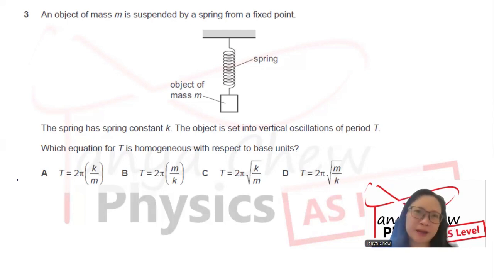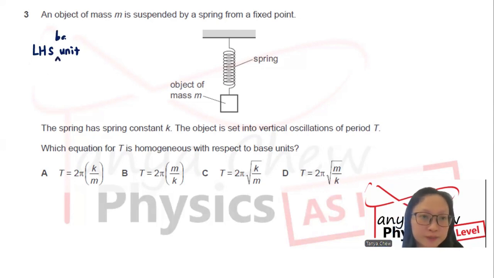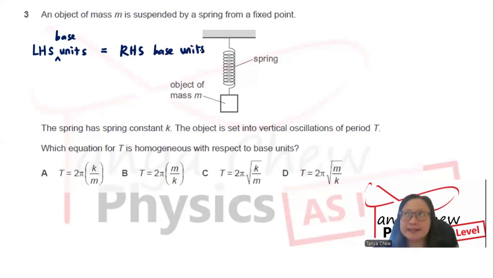So what does it mean by homogeneous equation? In order for the equation to be homogeneous, all you need to do is test the left-hand side units, but the left-hand side unit must be in terms of base units, compared to the right-hand side base units. If the left-hand side base units are equal to the right-hand side base units, then only you can say that the equation is homogeneous. Now, let me do it.